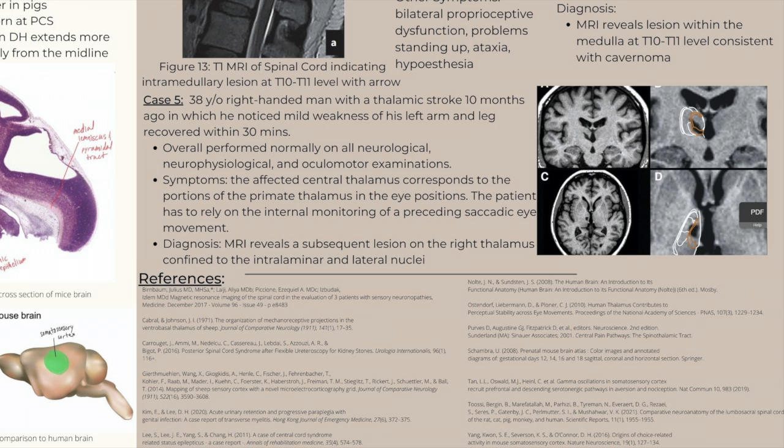Overall, he performed normally on all neurological and neuropsychological exams. However, symptoms were affected by the central thalamus, which corresponded to the primate thalamus of the eye positions. The patient was relying on internal monitoring of the preceding static eye movements. The MRI revealed a subsequent lesion of the right thalamus confined to the intralaminar and lateral nuclei.